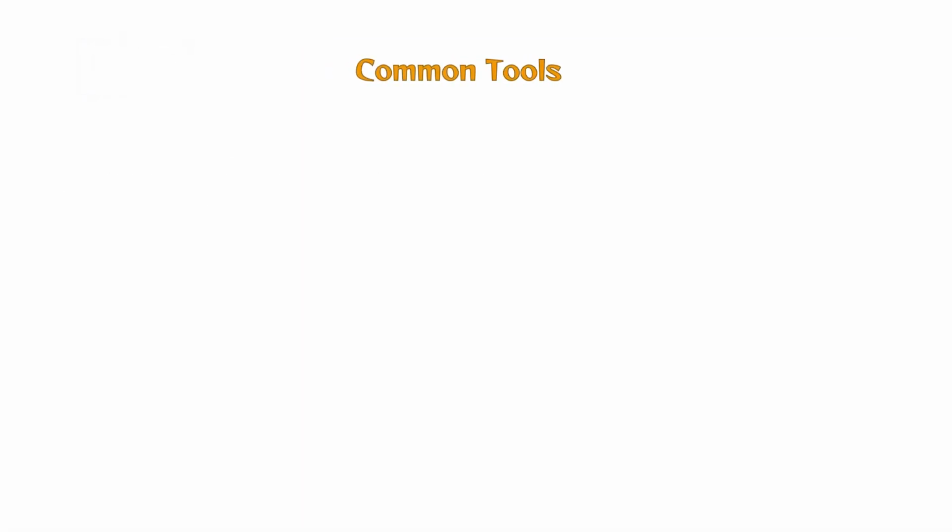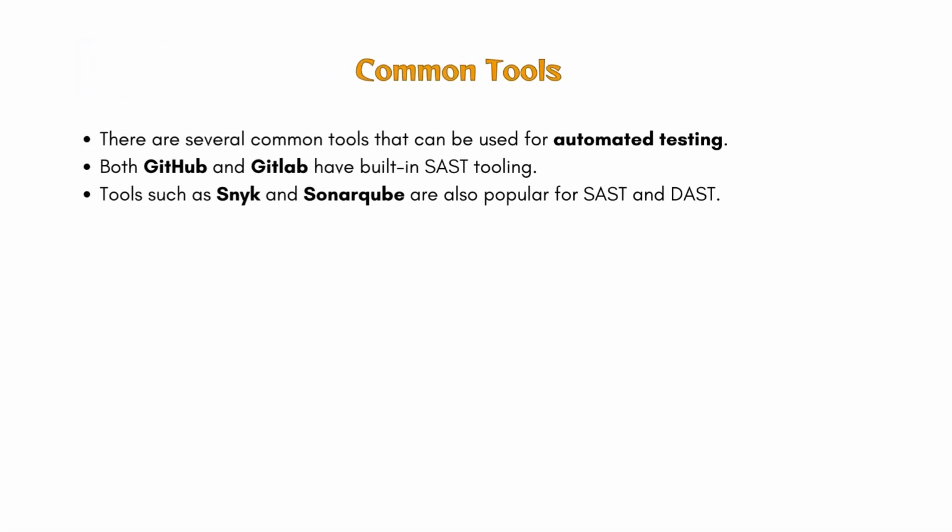Tools. There are several common tools that can be used for automated testing. Both GitHub and GitLab have built-in SAST tooling. Tools such as Snyk and SonarQube are also popular for SAST and DAST.